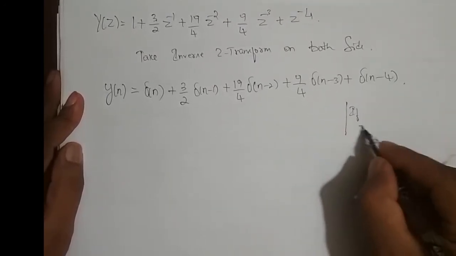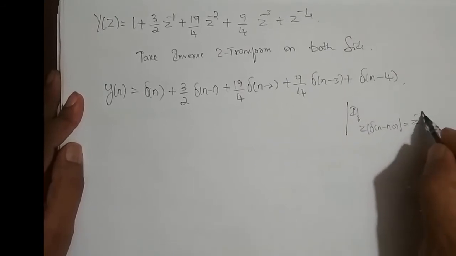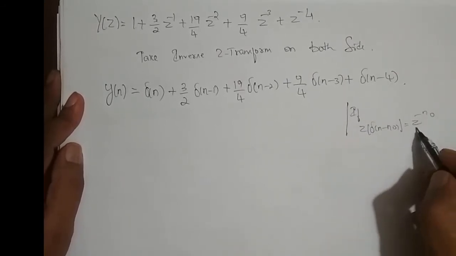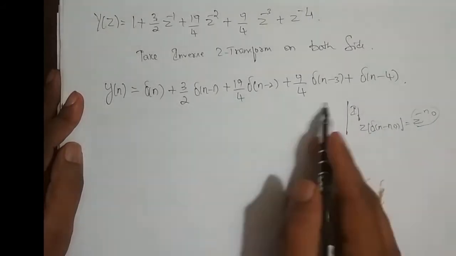If Z transform of delta of n minus n naught is Z power minus n naught, so if I take inverse Z transform of this, that will be nothing but delta of n minus n naught. That's what I used here.